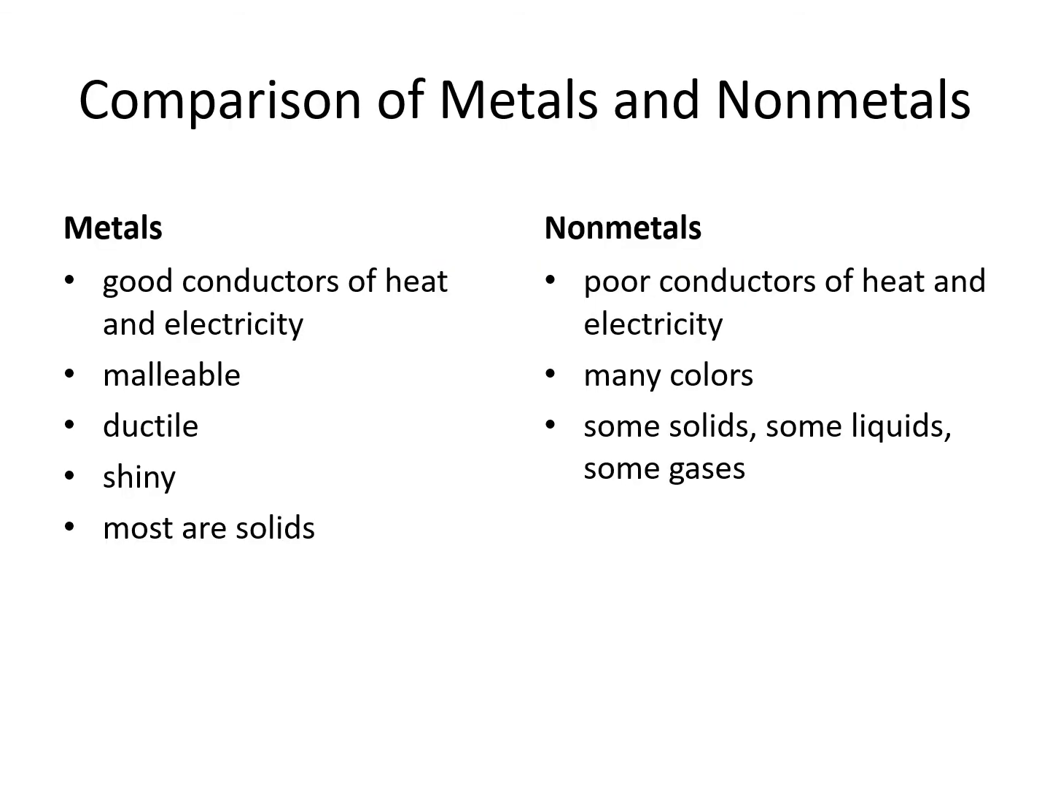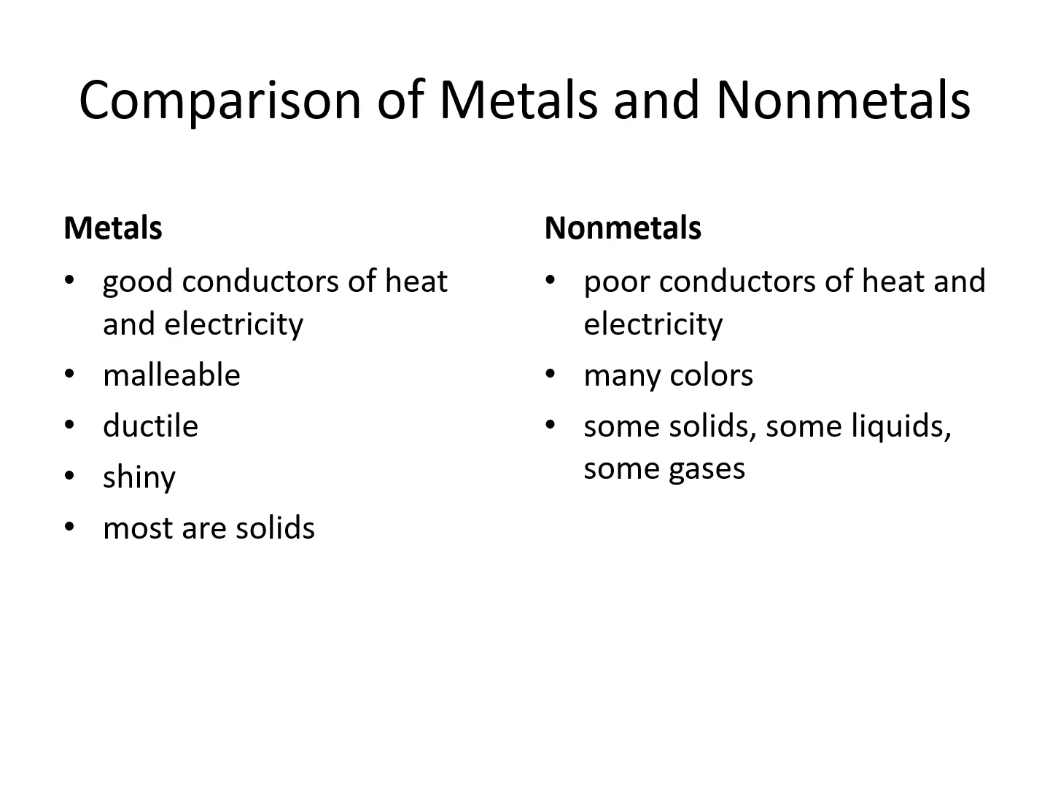We can compare and contrast the properties of metals and nonmetals so that if we know where an element is on the periodic table, we can predict some of its properties. Metals are able to conduct both heat and electricity well. You can think of copper wiring as a good example. Metals are malleable, that is, able to be molded into different shapes. They are ductile, which means you can pull them without them breaking easily. They are shiny or lustrous. Most metals are solids at room temperature, with mercury being one notable exception.